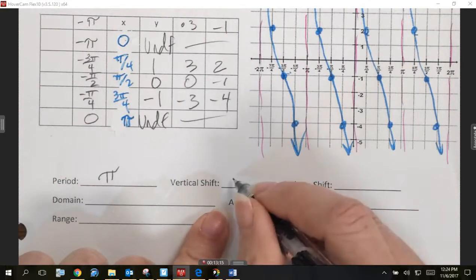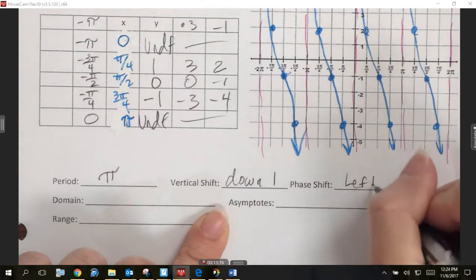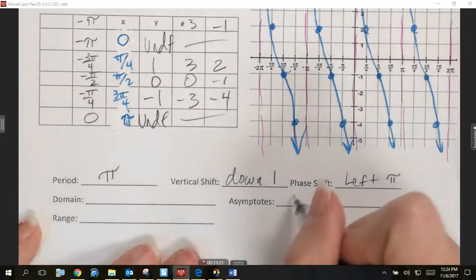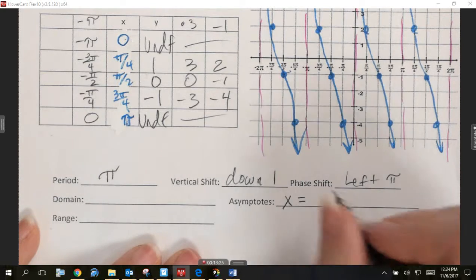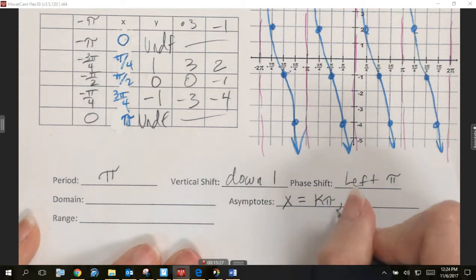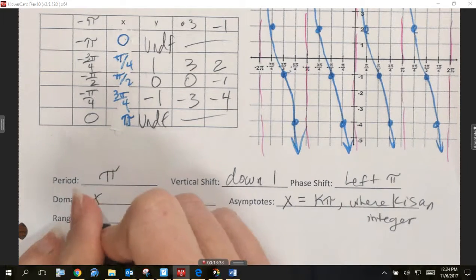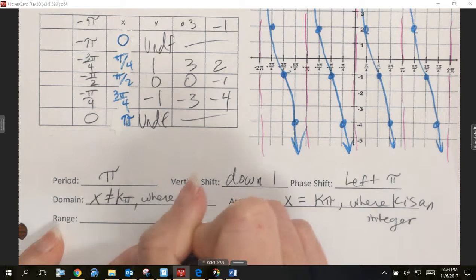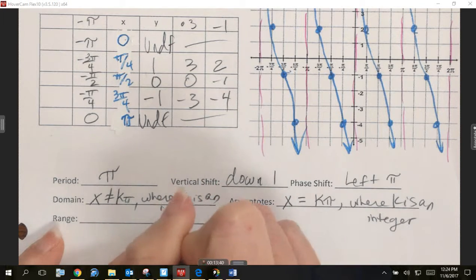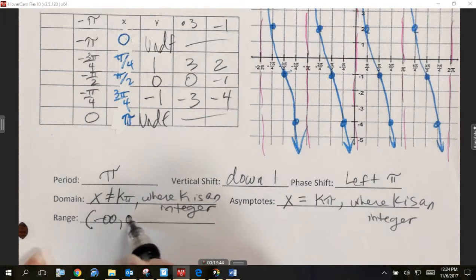There was a vertical shift down 1, phase shift left pi. The asymptotes are going to start at 0 and add on k pi. The range will still be negative infinity, positive infinity.